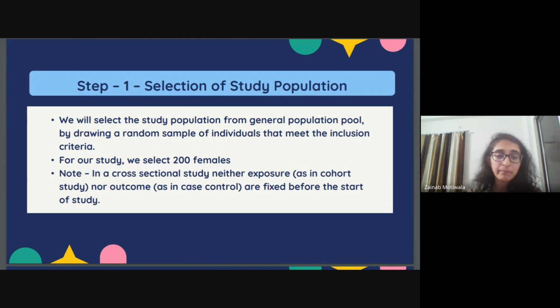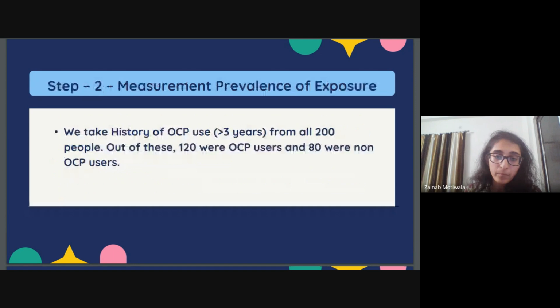As I've already mentioned before, but I'd just like to re-emphasize this point, in a cross-sectional study, neither the outcome nor the exposure are fixed before the start of the study. So we look at both of these at the start of the study. Unlike a cohort study, where the exposure is fixed at the beginning, or case control studies, where outcome is fixed in the beginning, a cross-sectional study has these two seen at the same time in the beginning of the study, and they're not fixed before the start of the study.